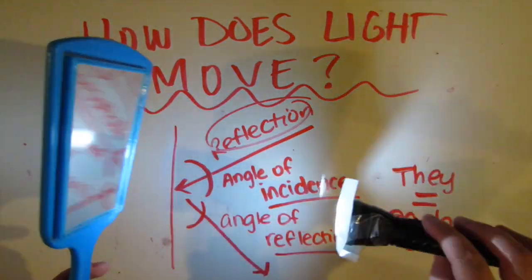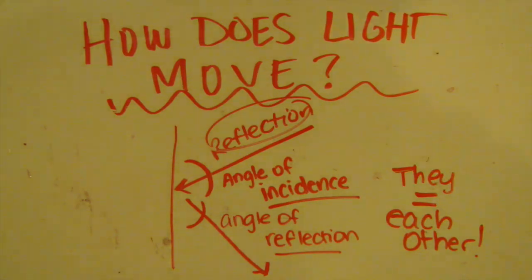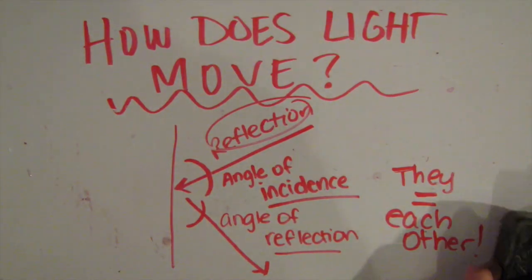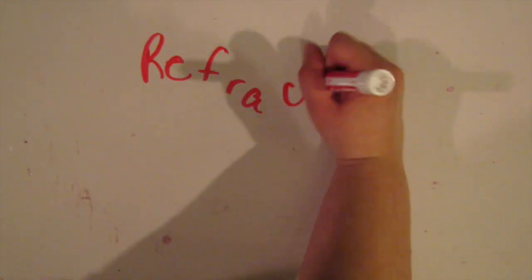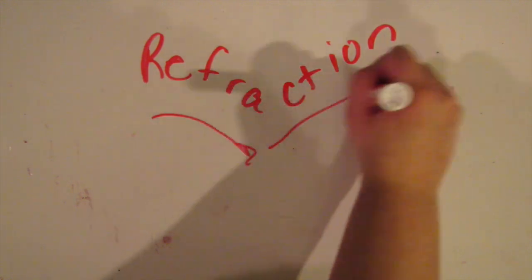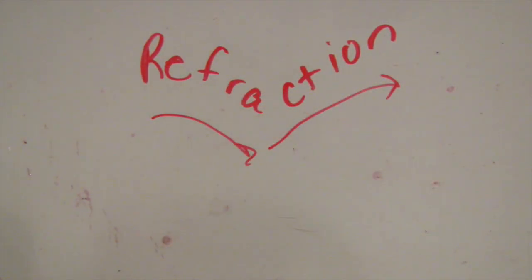This is called the law of reflection. The law of reflection states that when a ray of light reflects off of a surface, the angle of incidence is equal to the angle of reflection. Now that you know how light bounces, let's talk about how light bends.